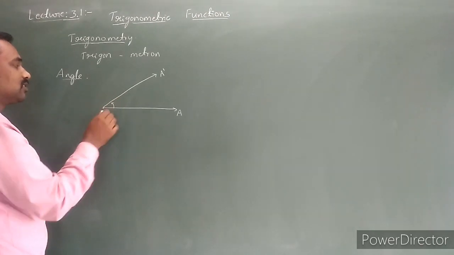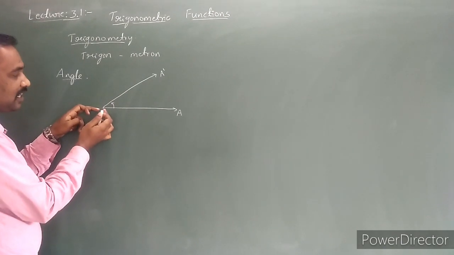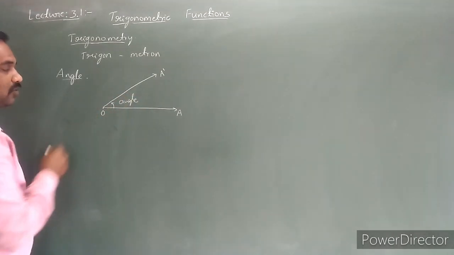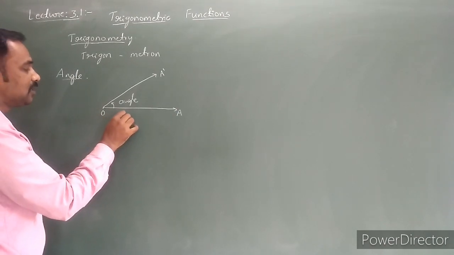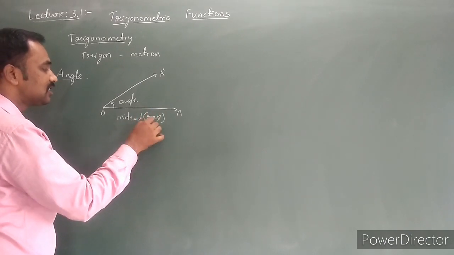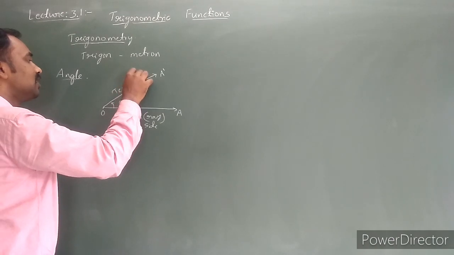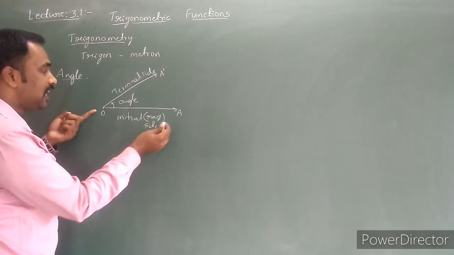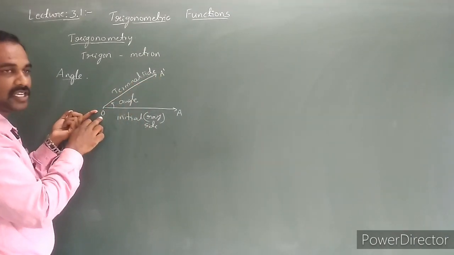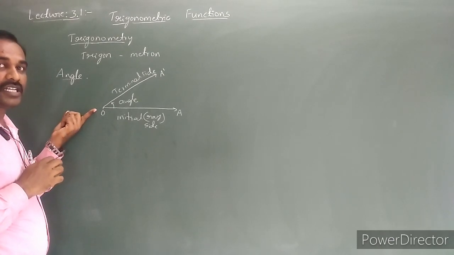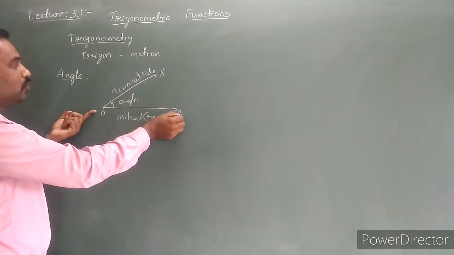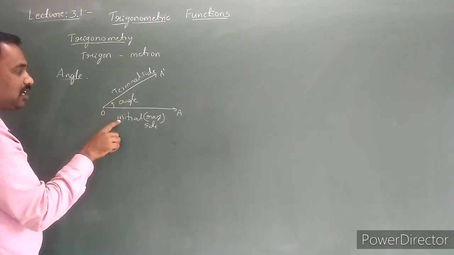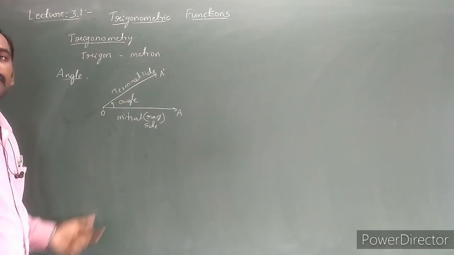Whatever OA traces here is an angle at the point O. What is the angle? The angle is subtended between the initial side and the terminal side. The original ray is the initial side or initial ray, and after rotating, I call it OA dash, the terminal side or terminal ray. The angle is traced between OA and OA dash at the point O. So an angle is subtended between the initial side and the terminal side at the fixed point.